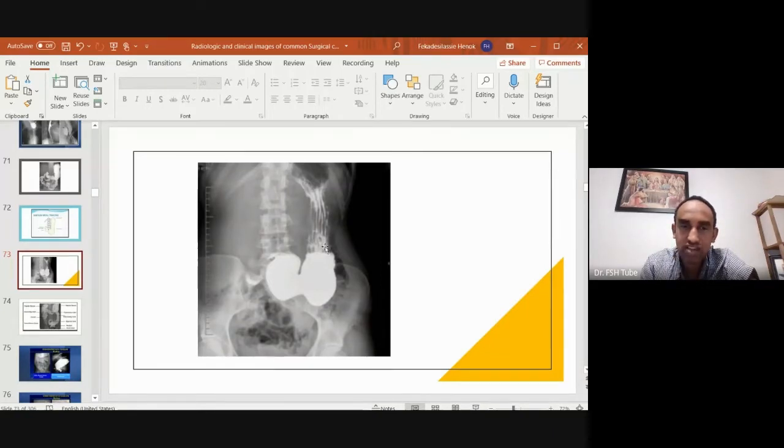There is no filling defect. Teapot deformity, not exactly. There is no stricture, no dilatation. It's in the pelvic cavity, right? So the stomach is hanging down. It's in the pelvic cavity, so a pelvic stomach. So this kind of pathology is seen.